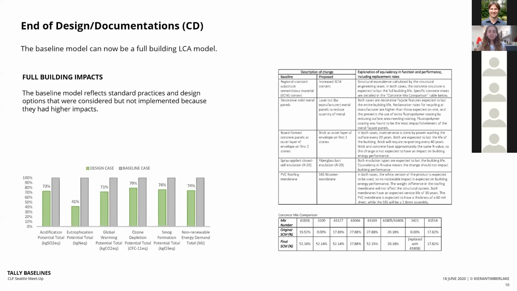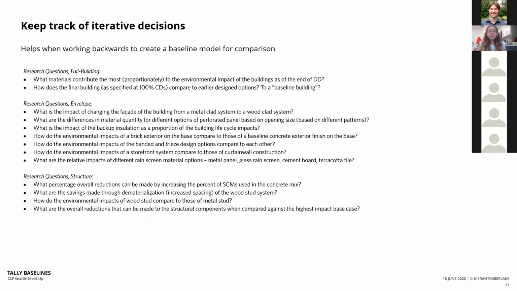And just to give a sense of the iterative decisions and questions that I have been talking about throughout the presentation, I just put in an example of some of the questions that we asked for the same project. It could range from full building LCA questions to very specific micro scale materials questions about the envelope, and then also structural questions. And that's why keeping track of these iterative decisions is very helpful when we're trying to work backwards to create that baseline model.